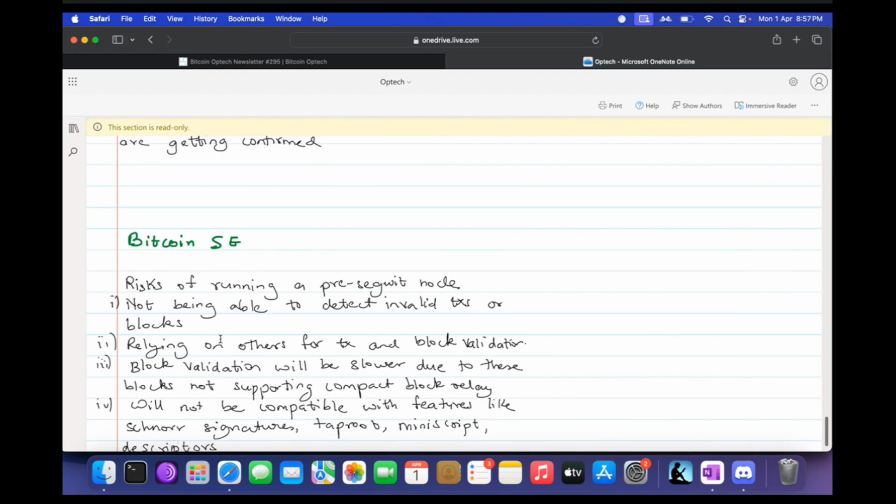If you're running a node that cannot detect 95% of the transactions, I don't even understand why you're running a node. The primary purpose of running a node is that you yourself, as a sovereign individual, should verify each and every transaction, right? And if you're running a node that cannot verify 95% of the transactions, I don't even understand why somebody is running a node that cannot detect 95% of the transactions.